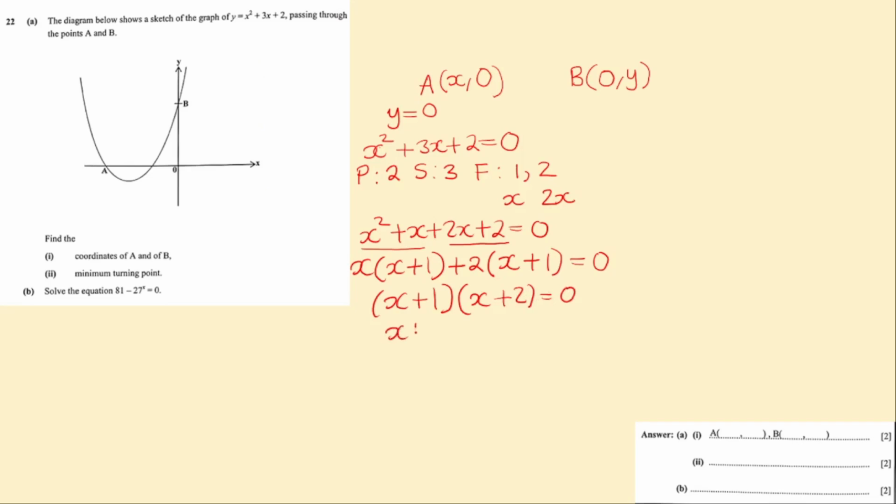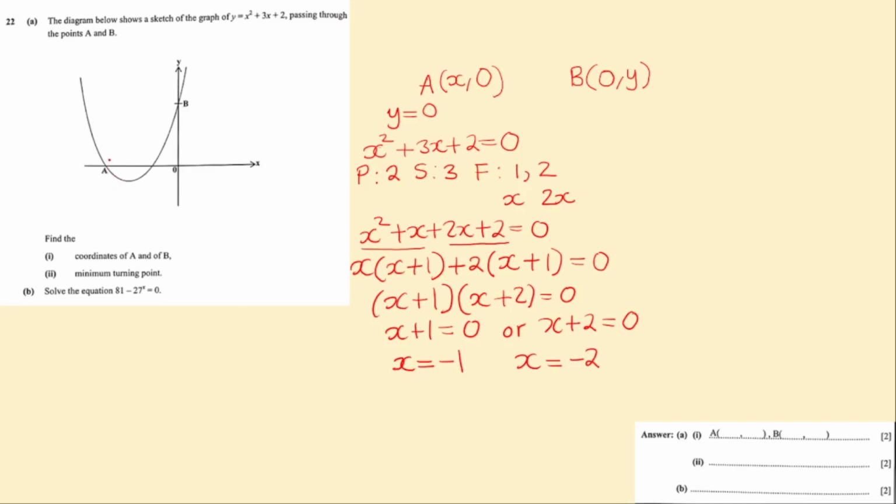Therefore, we can have these two simple linear equations. Of course, we are following the zero product rule. If two factors are multiplying together, either one of them will be equal to 0. When I solve this simple linear equation, x is equal to -1 and x is equal to -2. So these are the roots.